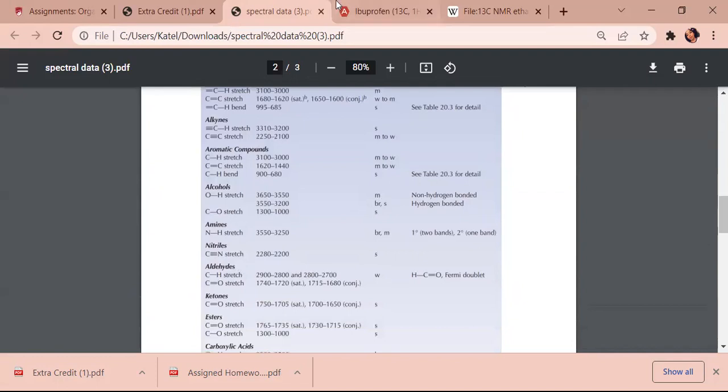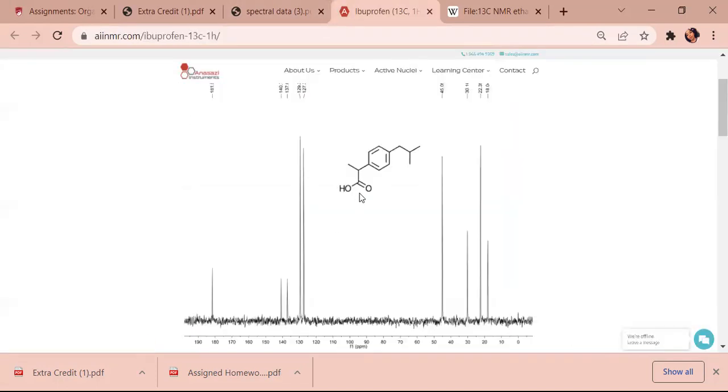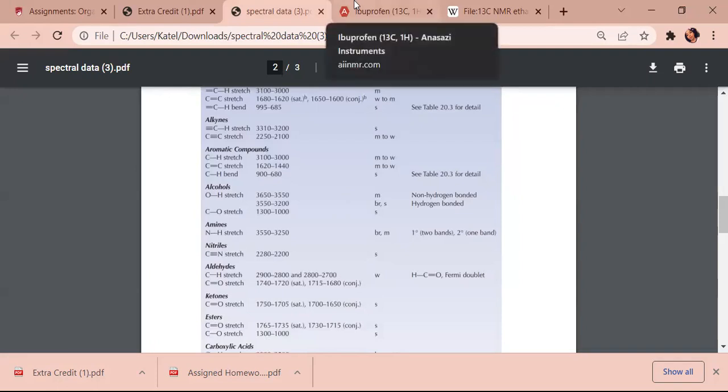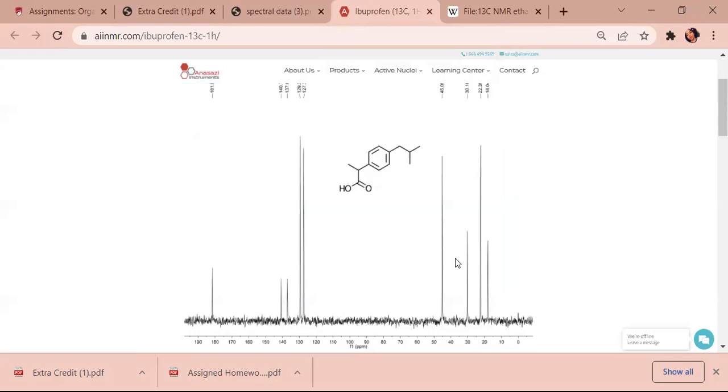Like for example, on the exam, we actually had to guess the structure. And so we couldn't just say, oh yeah, this one's probably this, this one's probably that. We actually had to come up with it, which was definitely a lot easier when we had IR, NMR, CNMR, and HNMR.